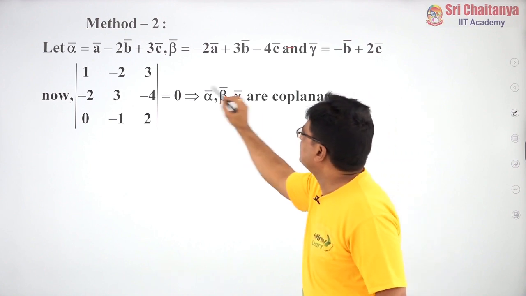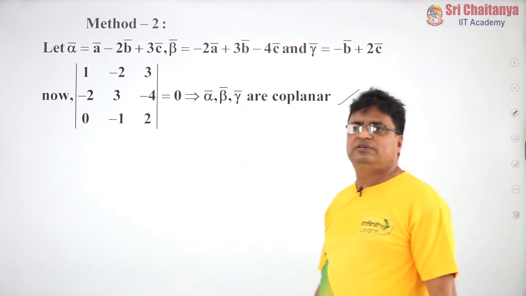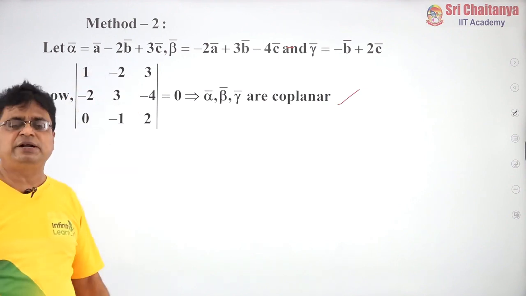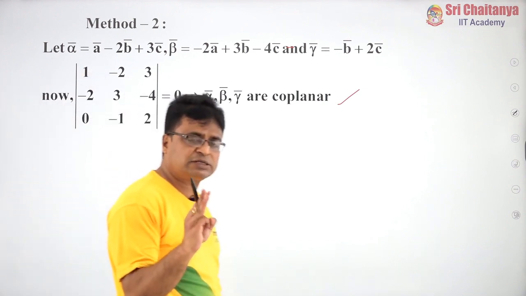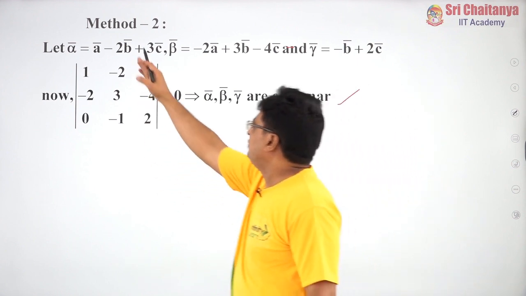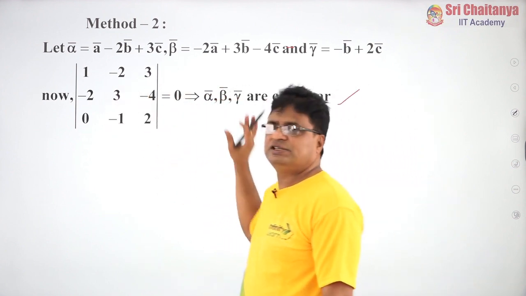And you prove this as 0, therefore automatically this is coplanar. This is the traditional method. Method number 2: whenever 3 vectors are given for you, to check whether the vectors are coplanar or not, better is you find the determinant and show that this is 0.